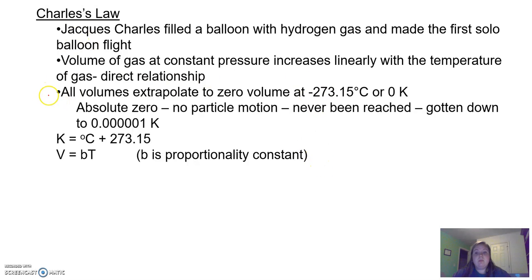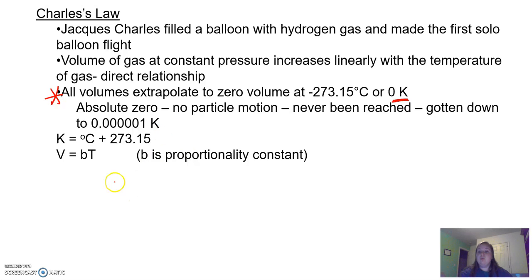And it's really important to remember that when you're dealing with this, your temperatures must be in Kelvin. And the reason for that is because of absolute zero. So absolute zero is when you have 0 Kelvin, which says that there's absolutely no particle motion. It's never actually been reached, and as you can see here, they've gotten pretty close, but they haven't ever reached that exact absolute zero.